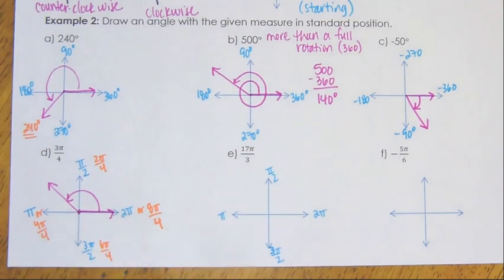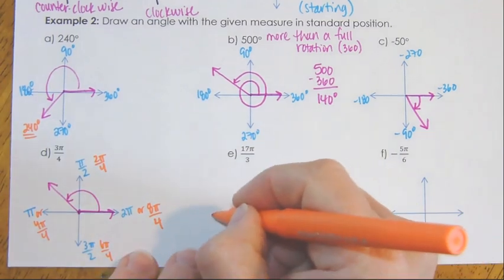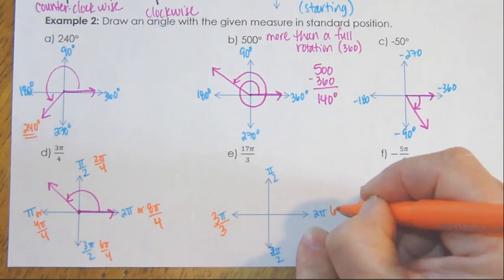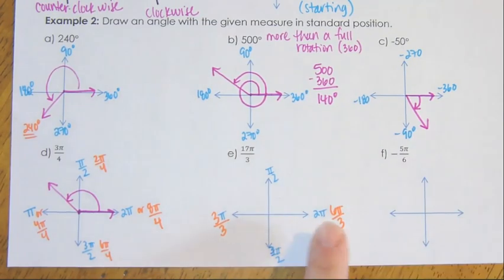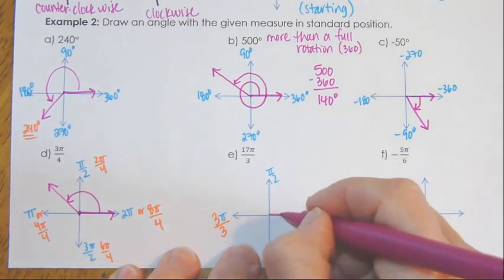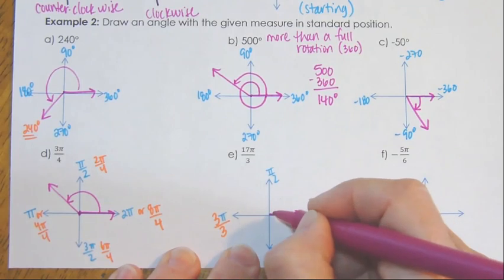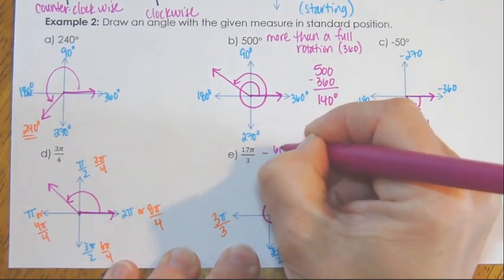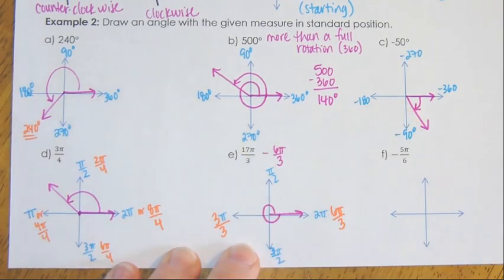Remember, this is always an easy one. I want thirds, so I'm going to change this to 3 pi over 3. I was thinking of 2 pi, I'm going to change to 6 pi over 3 because that's the same as 2 pi. Notice that 17 pi over 3 is more than a full circle. So what I'm going to have to do is at least take off a circle. I know I'm going to start here and go around at least a circle.